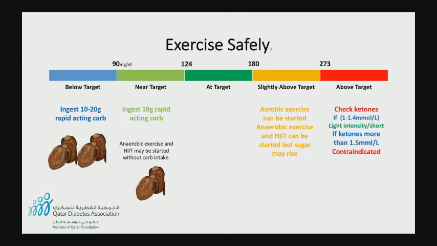For people with diabetes, especially type 1, you need to check the ketones. If it's 1 to 1.4 millimoles per liter, then you can start a very light intensity and very short exercise. And if it's more than 1.5 millimoles per liter, then do not exercise. It's preferable to delay your exercise if your reading is more than 273.